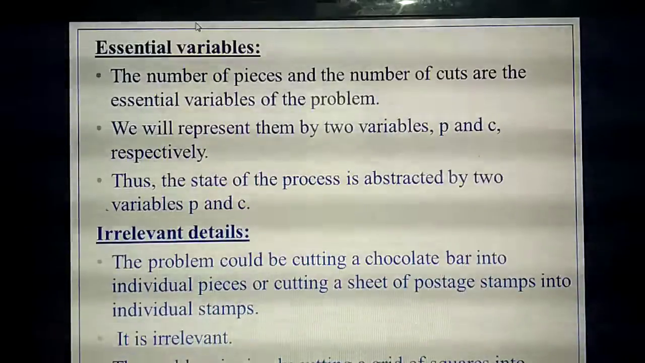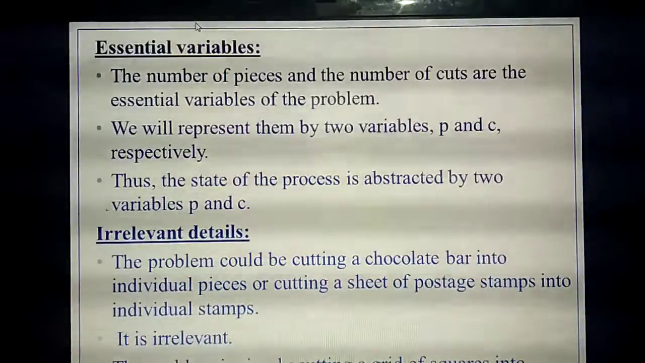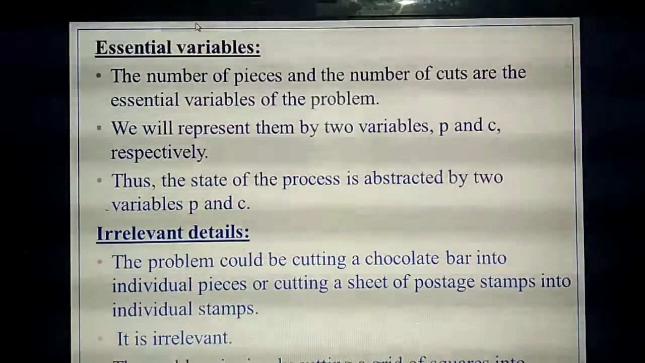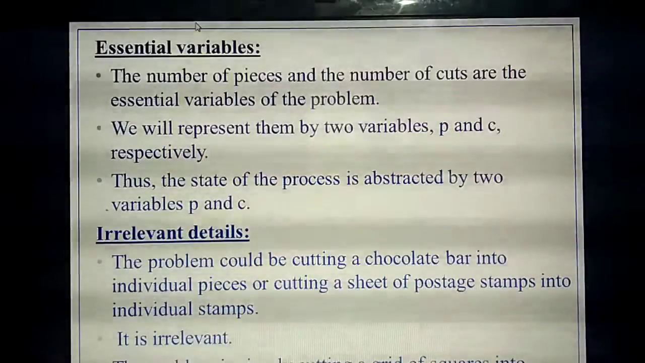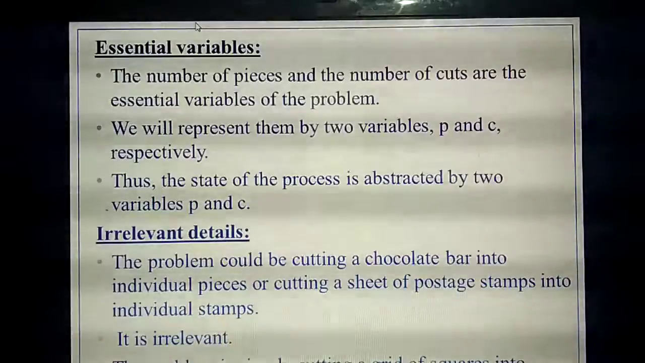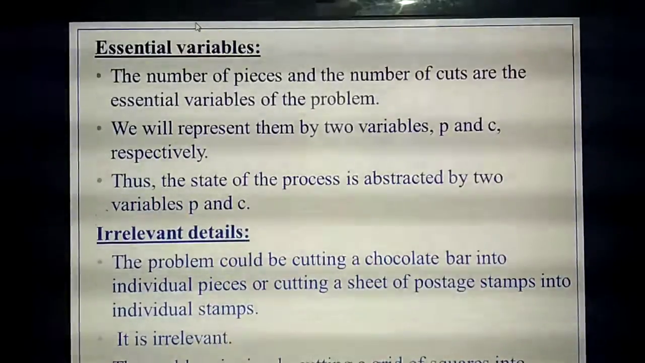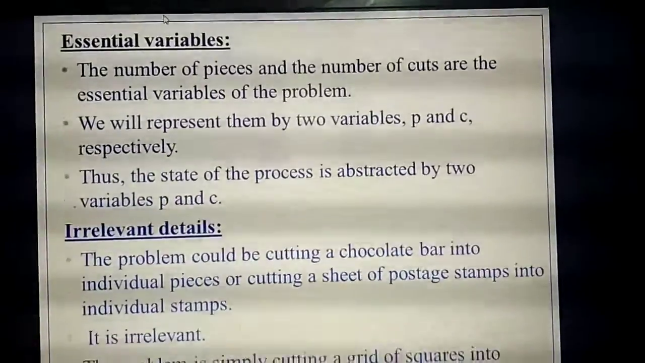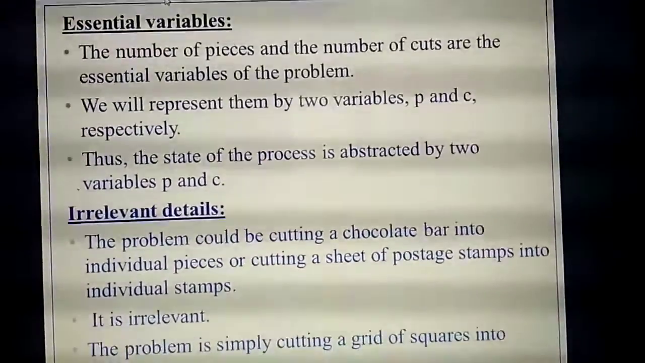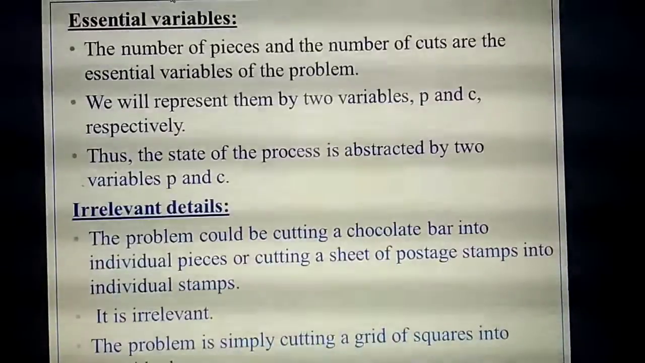So what do you mean by state? State means the variables you are giving as an input; that is what we call a state. So how many states are there? Two: P and C. Understand? Then irrelevant details. What do you mean by irrelevant? Not essential things. Essential means important things. Irrelevant means not important things.